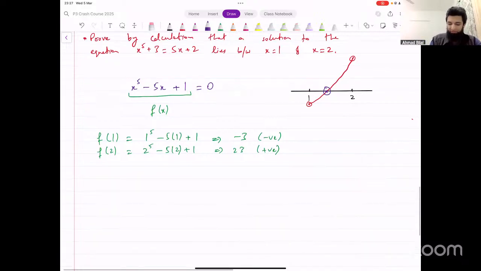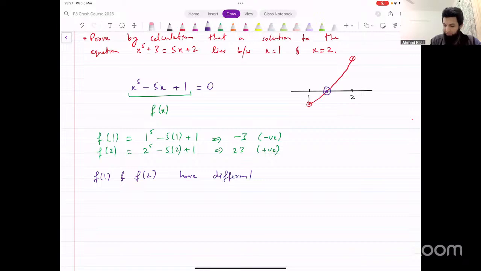So we say f of 1 and f of 2 have different signs. The statement is important. Since they have different signs, a solution lies between x equals 1 and x equals 2.